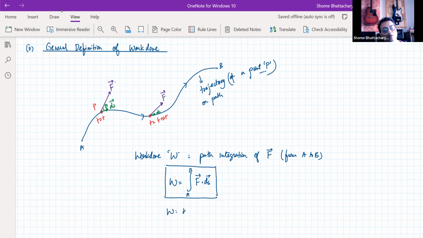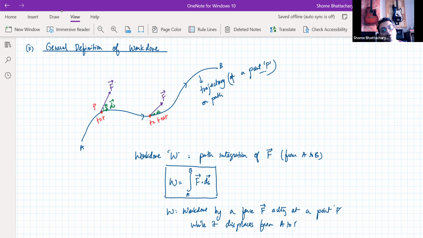So W is the work done by a force F acting at a point P while it displaces from the point A to B. So this is the general definition. Here F may be variable or may even be constant, because this is the general definition.